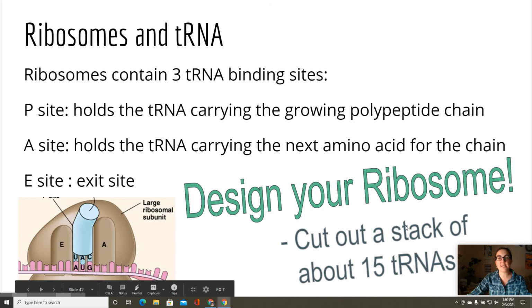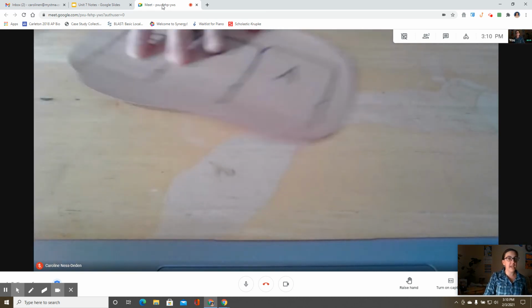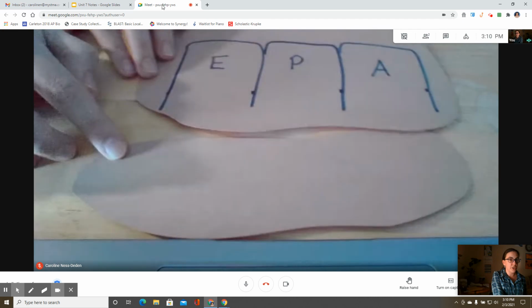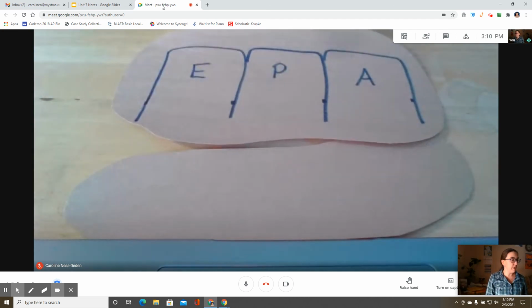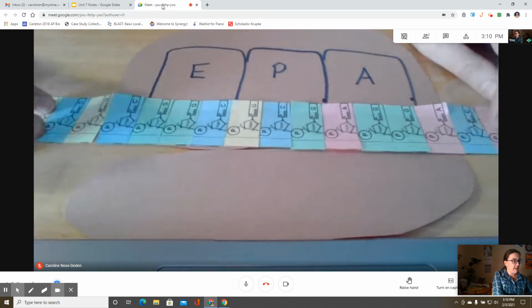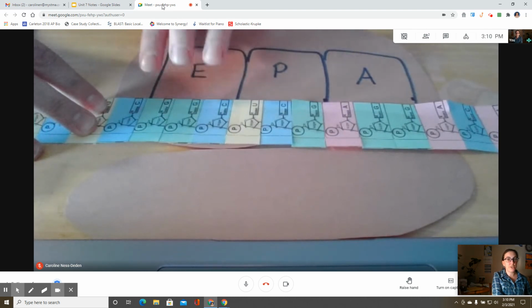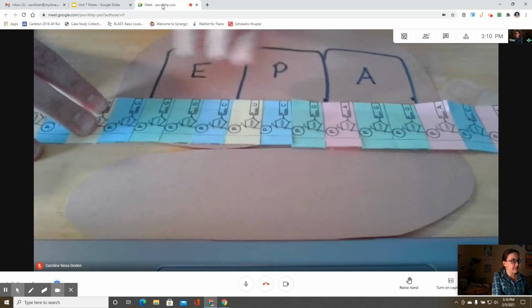You also need to cut out a stack of about 15 transfer RNAs to use tomorrow when we do some translation. So, my ribosome looks something like this. As you make your ribosome, so here's my large and my small subunit, you do need to mark and label your 3 bonding sites. As you do that, you can use your messenger RNA to help you judge. Remember, a transfer RNA contains an anticodon of 3 bases. So you want to make it big enough. Each of your bonding sites should be big enough to fit 3 bases.